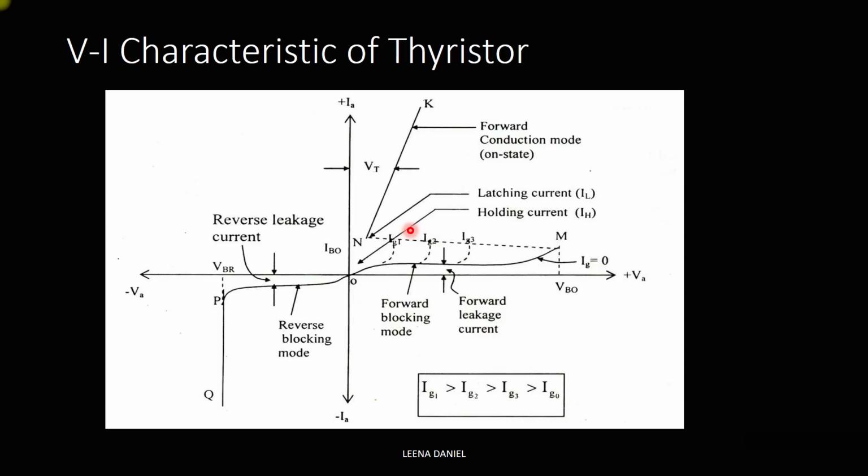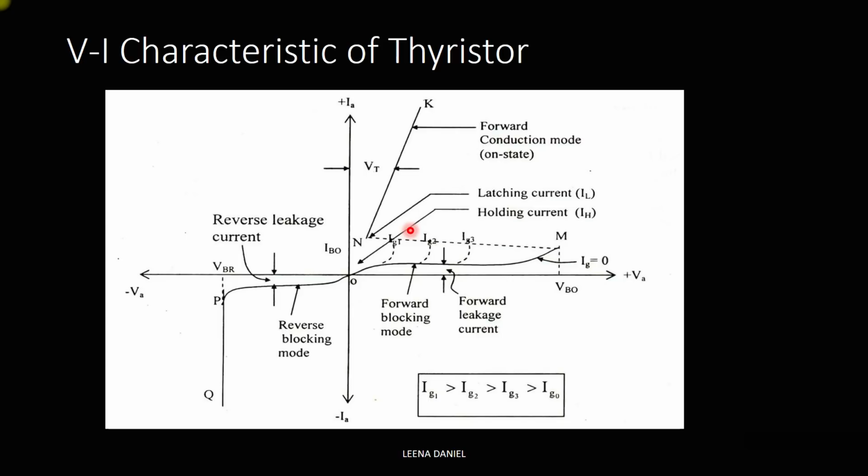But if you want to turn off the thyristor, what will we do? To turn off the thyristor, we will reduce the anode current up to a certain level. And after this current, the thyristor will get turned off. So holding current comes into the picture. Holding current is the current which holds the thyristor in the on position, and if you reduce the current below the holding current, the thyristor will turn off. So this is the minimum anode current which is required at the time of turn off.